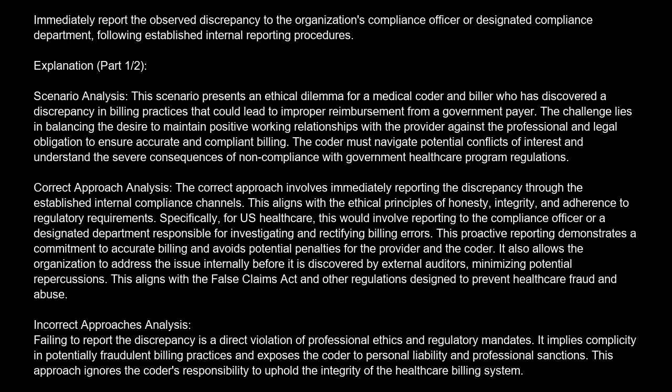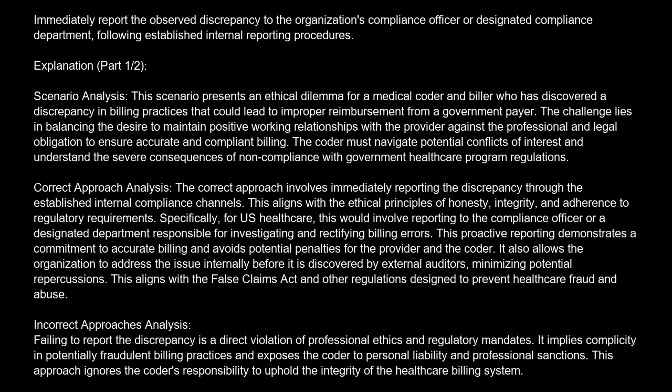The correct answer is C. Immediately report the observed discrepancy to the organization's compliance officer or designated compliance department, following established internal reporting procedures. Explanation. Scenario analysis. This scenario presents an ethical dilemma for a medical coder and biller who has discovered a discrepancy in billing practices that could lead to improper reimbursement from a government payer.